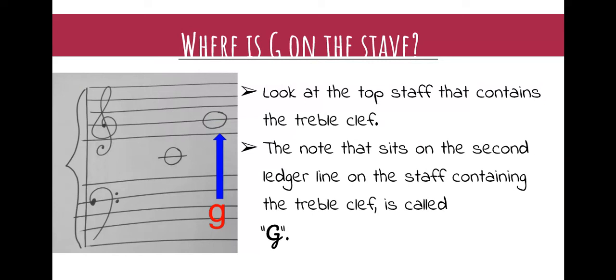So in fact, on the picture on the left hand side of the video now, you can see I've drawn middle C in the middle of the stars, and then I've got the G note above. So if you count, you've got 1, 2, 3, 4, 5. Yes, 5 notes from middle C to G. So if you look at the top staff that contains the treble clef, you note that the G sits on the second ledger line of the staff containing the treble clef.